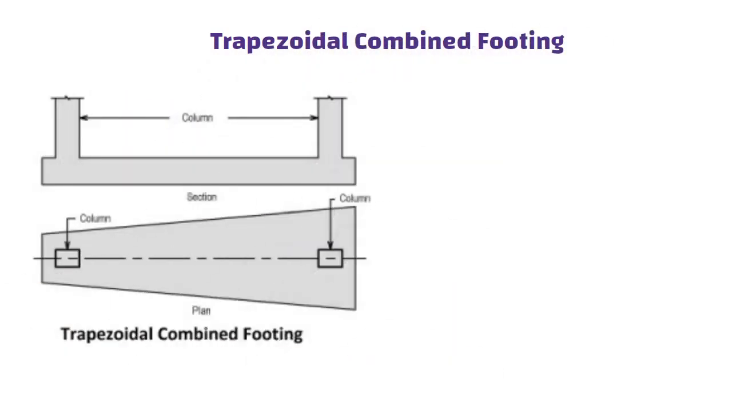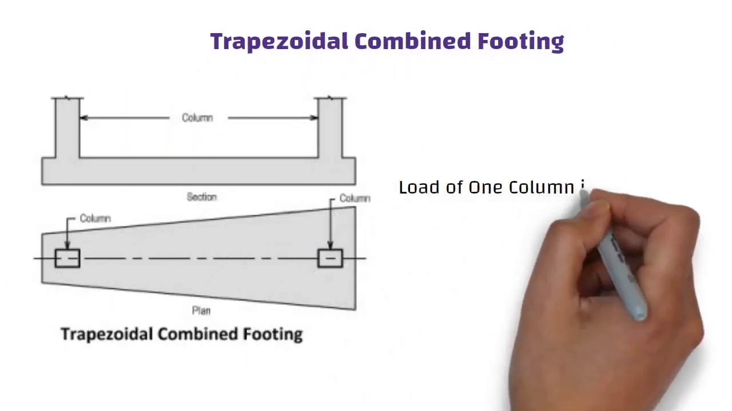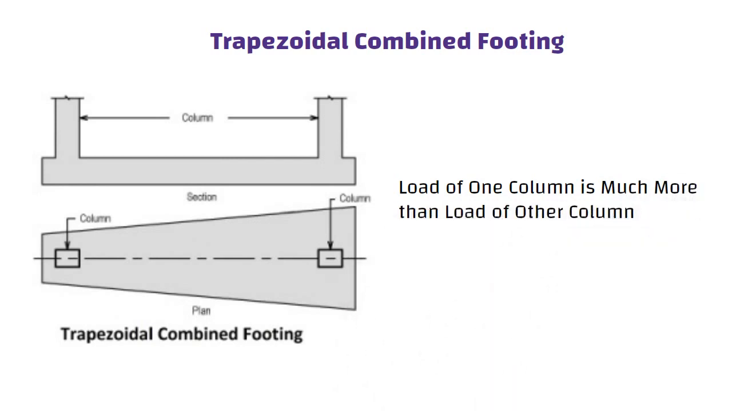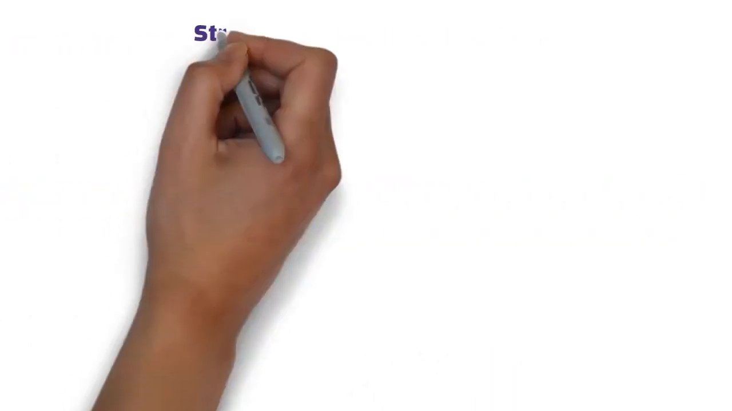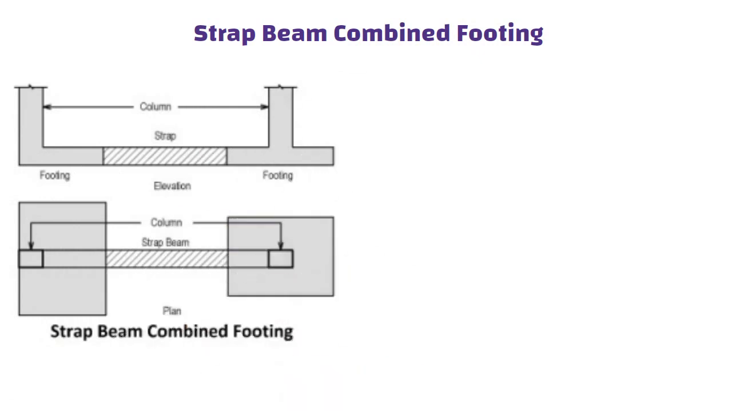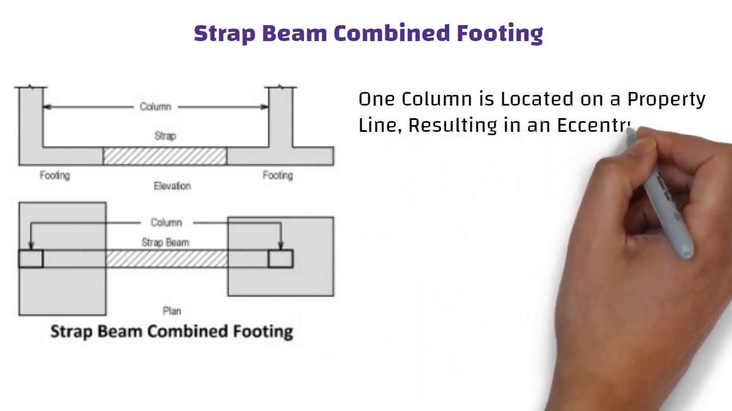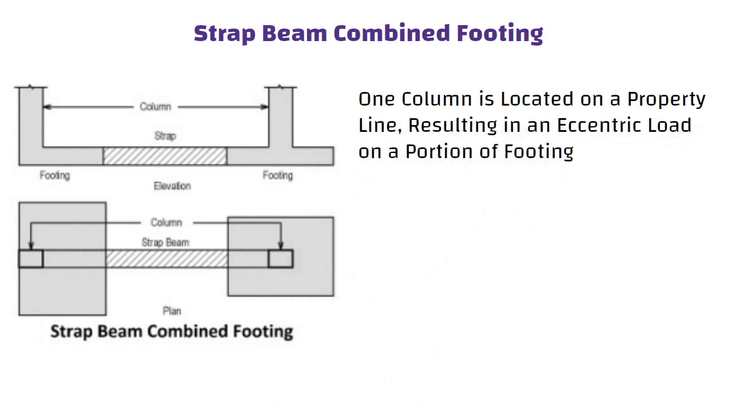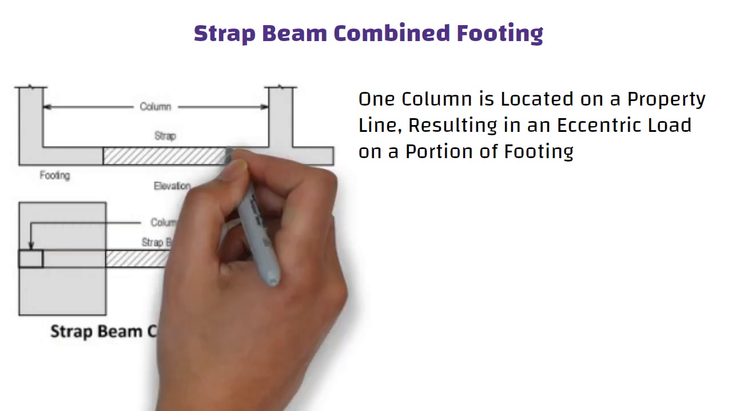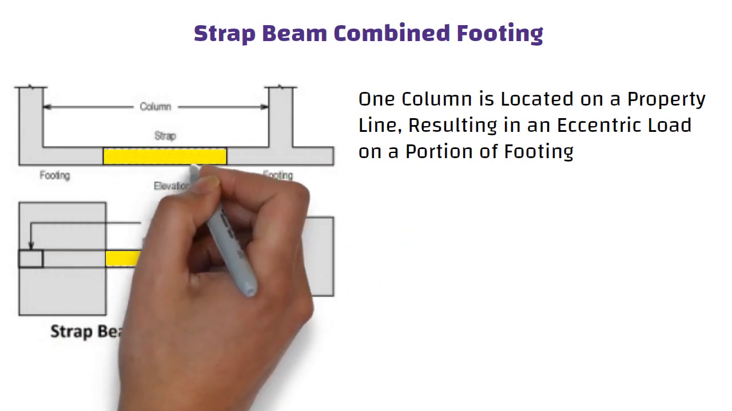The trapezoidal footing is provided when load of one column is much more than the load of other column. Strap beam combined footing. Strap beam type combined footing is used when one column is located on a property line, resulting in an eccentric load on a portion of footing. Therefore, in this type of footing, a beam is provided to the adjacent column footing to restrain the overturning effect.